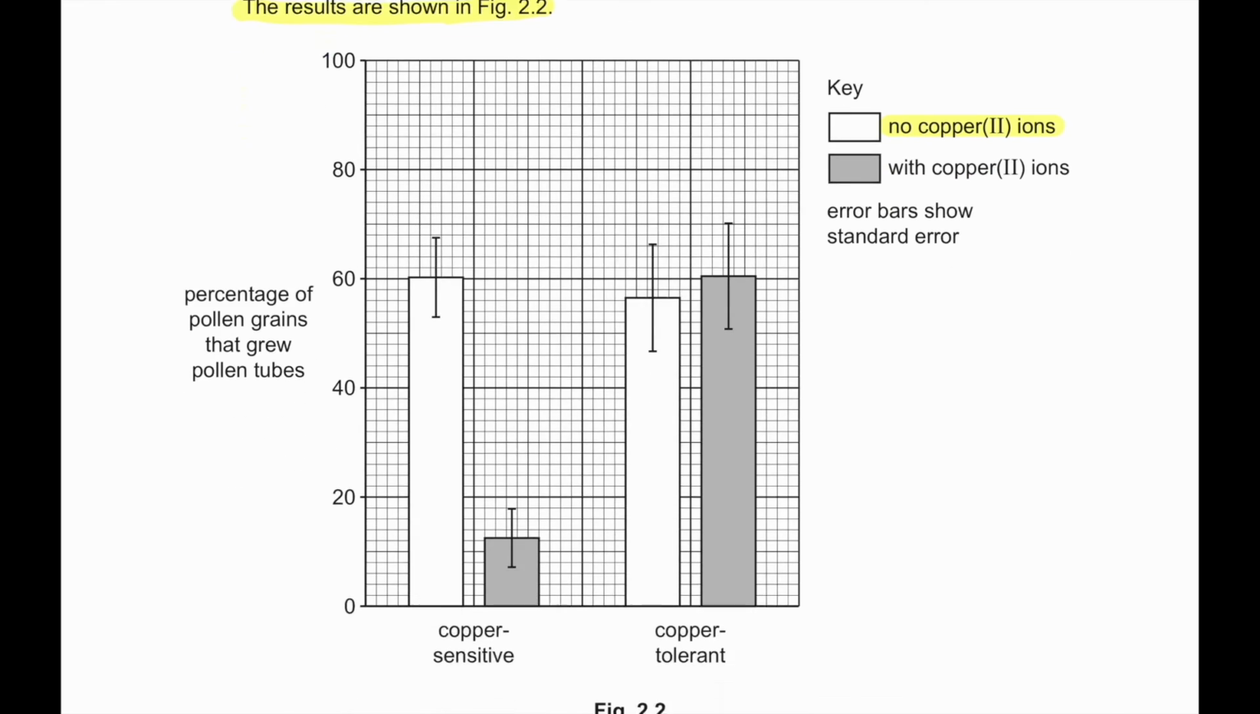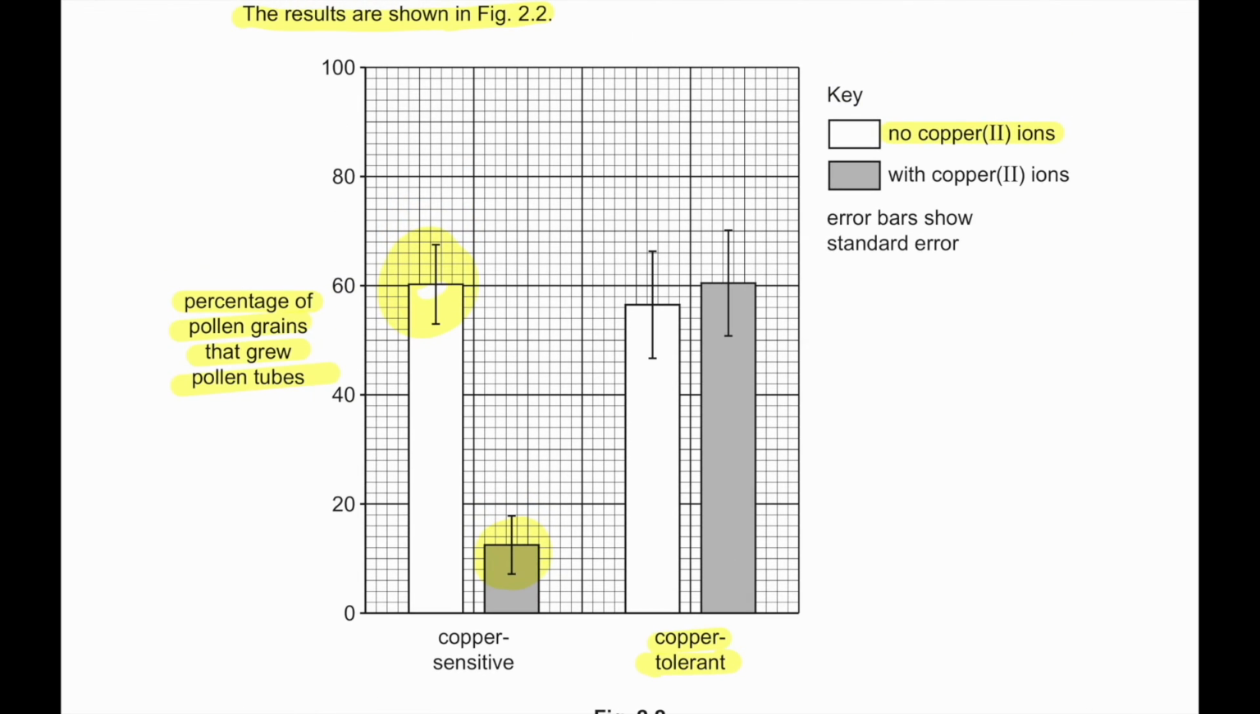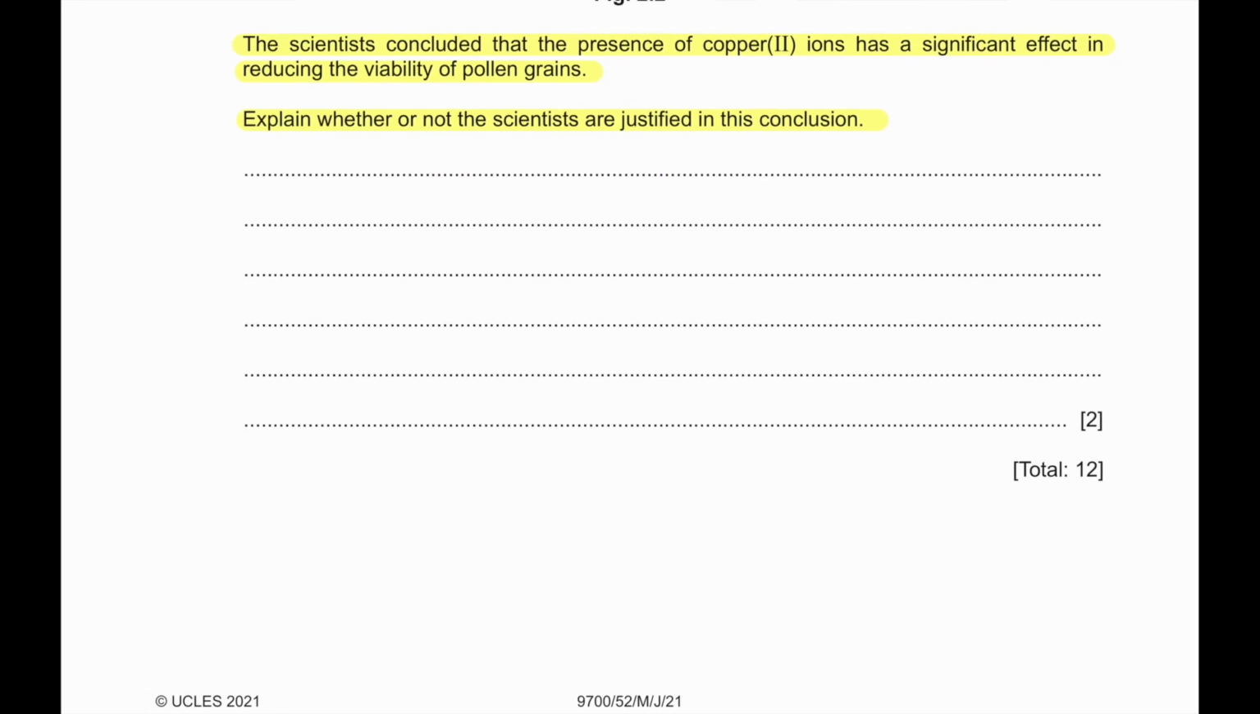No copper 2 ions, copper sensitive plant. No copper 2 ions, and we can see the percentage of pollen grains that grew pollen tubes is very high. Okay. And then with copper, we can see that's really low. Those that are copper tolerant, with or without copper ions, we can see the percentage growth of pollen tube is very, very high. The scientists concluded that the presence of copper 2 ions has a significant effect on reducing the viability of pollen grains. Explain whether or not the scientists are justified in this conclusion.